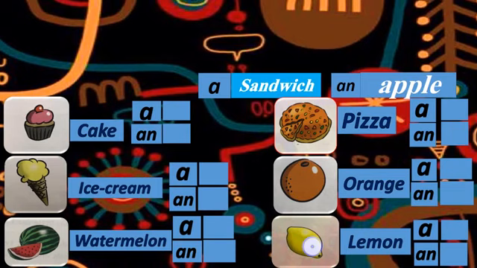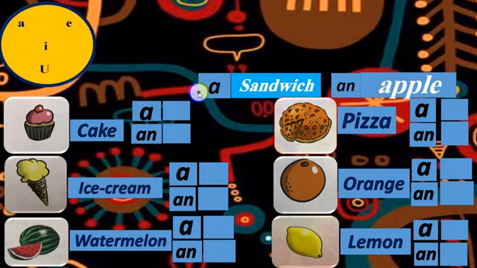Yes, now open your English book on page 18. On page 18. Yes. We have a and an. In this page, we have a and an. Okay? Now, look for this face.